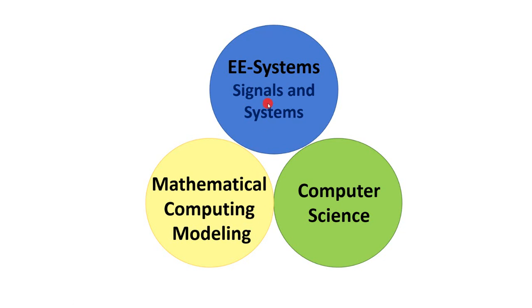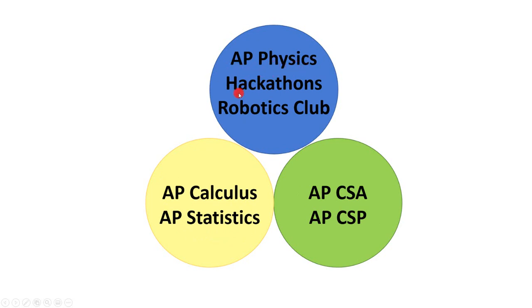And the techniques come from the mathematical modeling of the system. So basically, the core courses that the EECS student needs to take are EE systems, signals and systems. The circuit and device courses are optional, plus whole computer science core courses and the mathematical modeling courses. In high school, you can take AP Physics, hackathons, and robotics to boost your knowledge in signals and systems. And in core computing courses, you can take the APCSA and APCSP courses. And for the math part, you can take calculus courses, statistics courses, and other math courses.